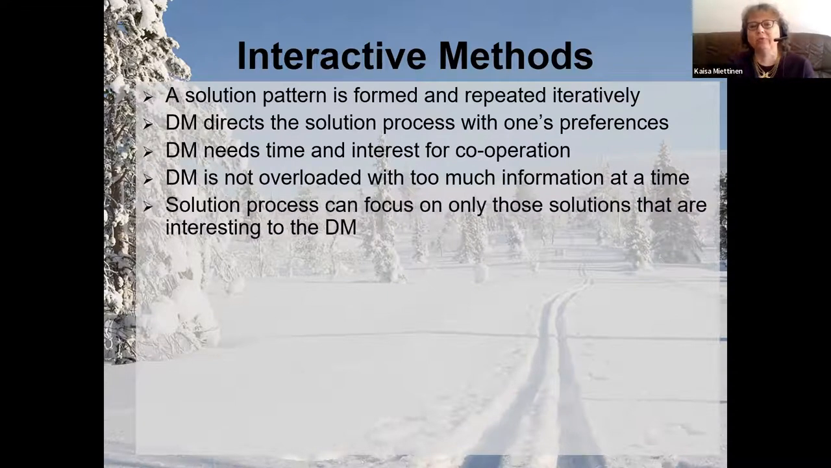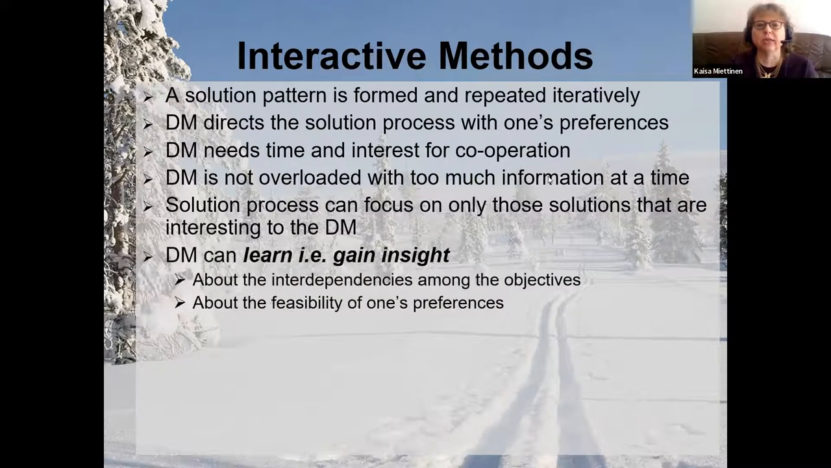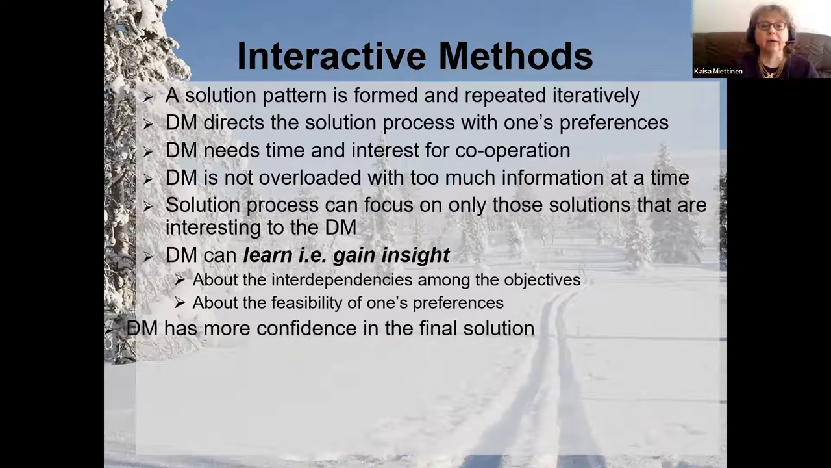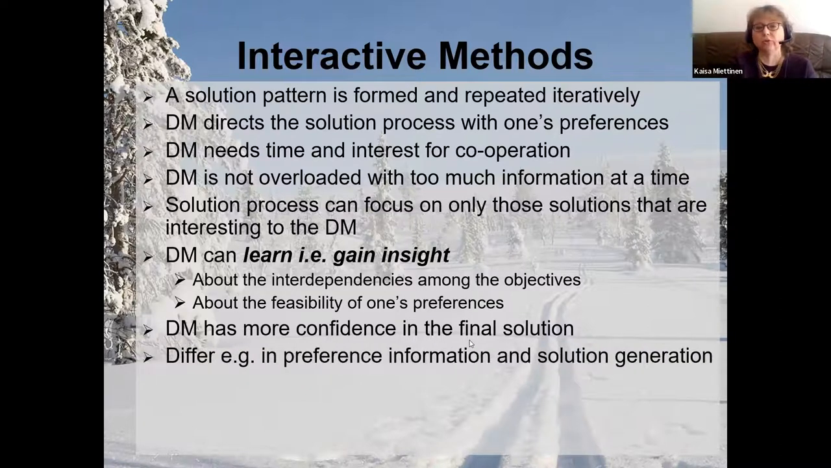And in that way, the amount of information to be digested at a time stays decent. And we generate, as said, only those solutions that are of interest to the decision maker. A very important element here is learning. The decision maker learns about the trade-offs, the interdependencies among the objectives, what kind of solutions are available, how one's preferences are possible to be met. And thanks to this learning, one can adapt the preferences and converge to finding more preferred solutions. More understanding, more insight builds more confidence in the final solution.